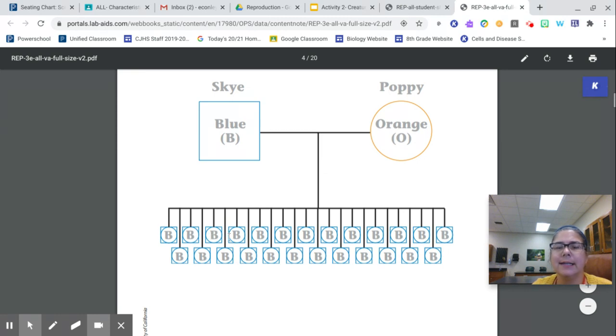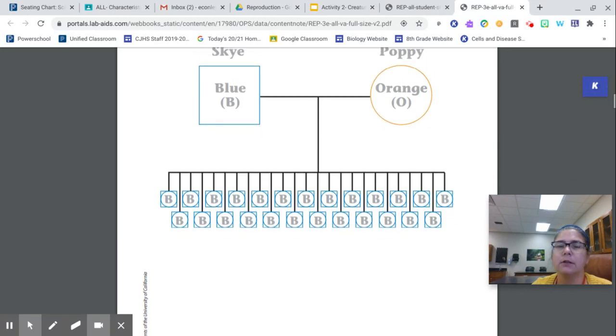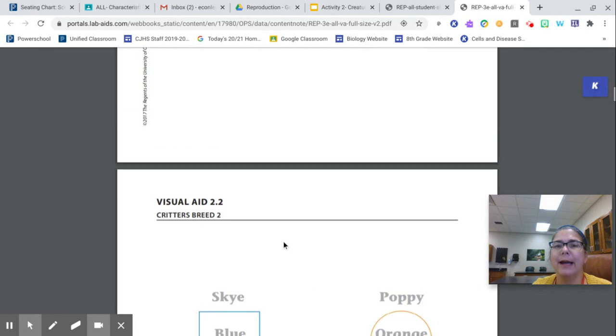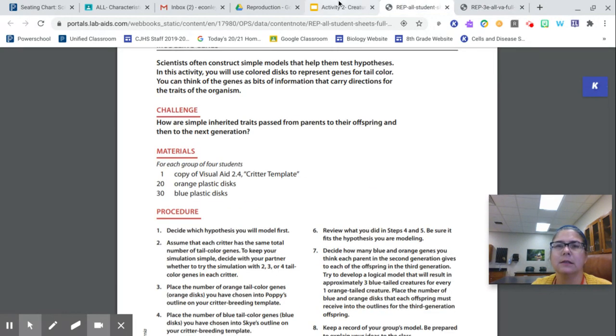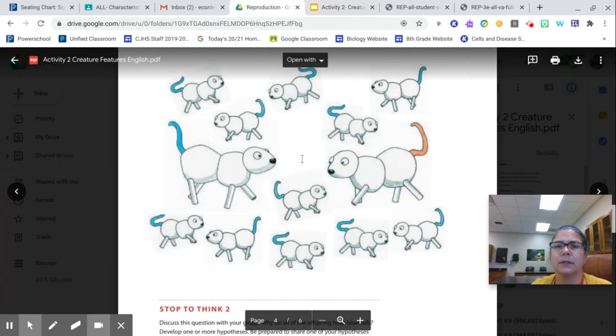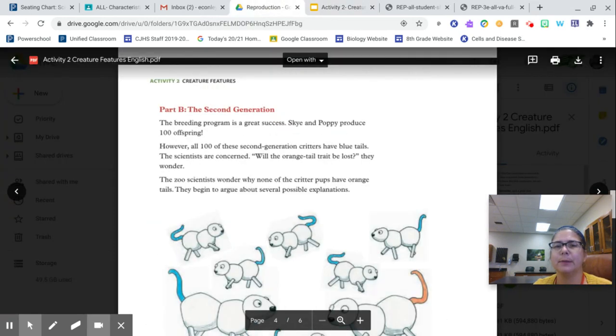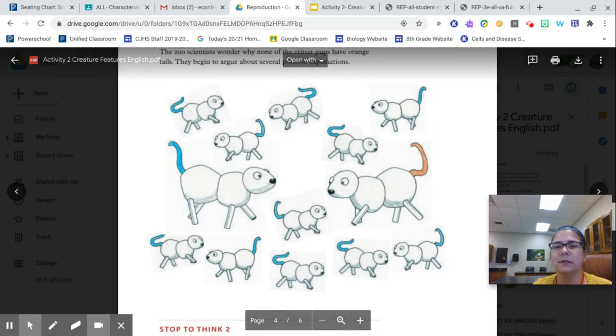Notice that these are all B's. B's for blue. It shows that it's predominantly blue. Now, this is not all 100, but this is just a sample of them. So if we were to draw all 100 of these out, we probably would have maybe 1 or 2 oranges, based on this image right here and this explanation found within it.